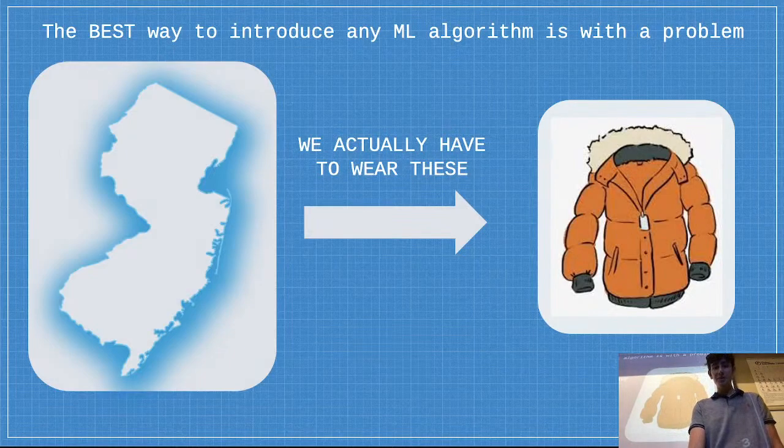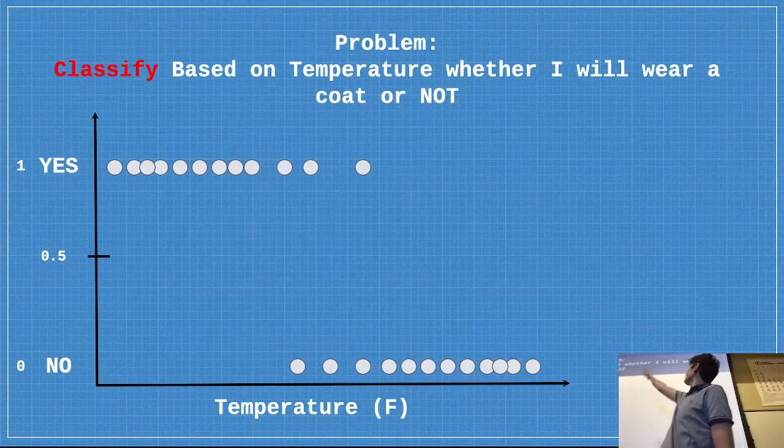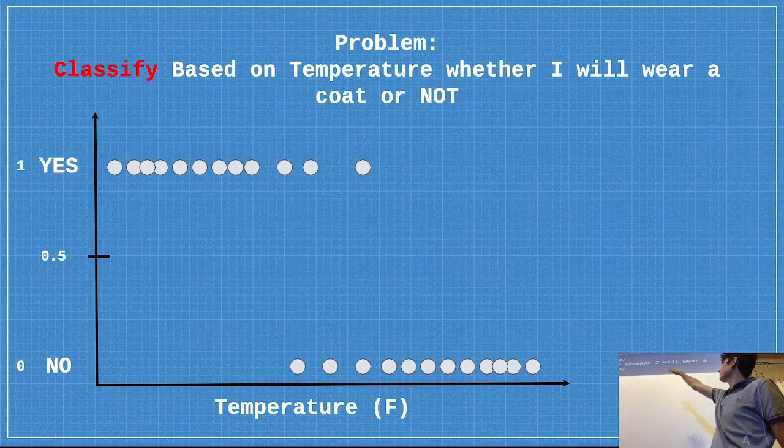So an example of a logistic regression problem is, let's say Tal was following me around for a year, and he was measuring the temperature, and he was recording whether I was wearing a coat or not, all right? And he made this little graph. So the problem is to classify, based on temperature, whether I will wear a coat or not.